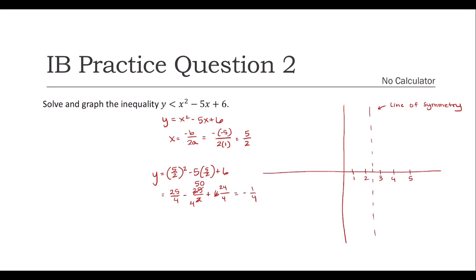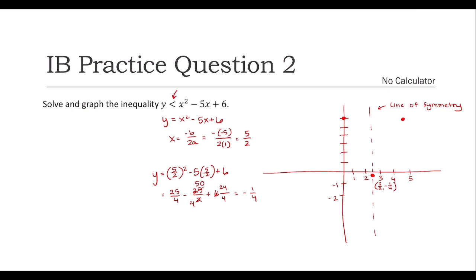So on our line of symmetry, we'll have our vertex at y equals negative 1/4. So we'll draw some negative numbers. So here is where our vertex will be. So that's 5 halves, negative 1/4. When x is 0, y will be 6. So we'll have 1, 2, 3, 4, 5, 6, a point here. And then that can also be reflected to the other side. So it'll be at 5, 6.